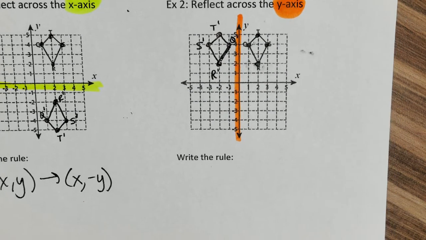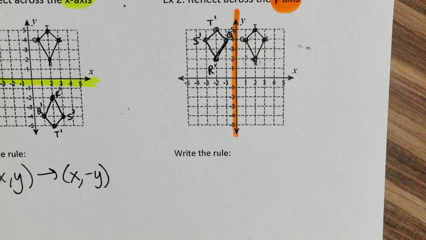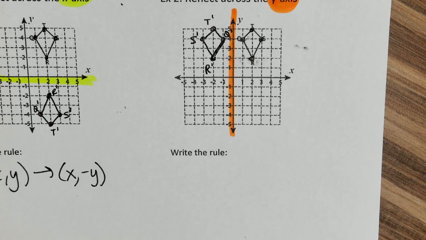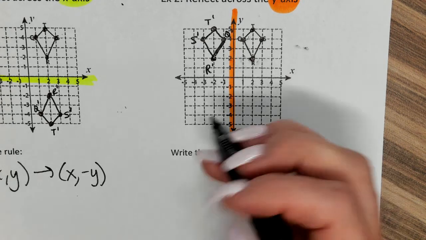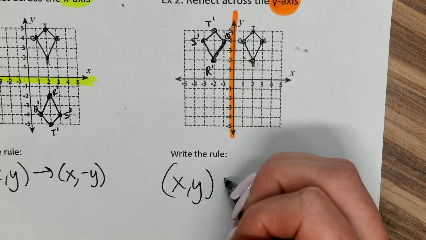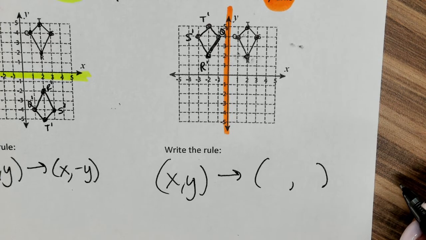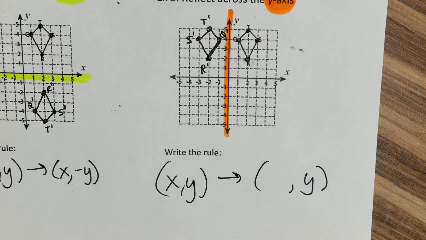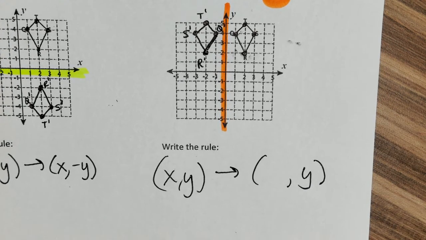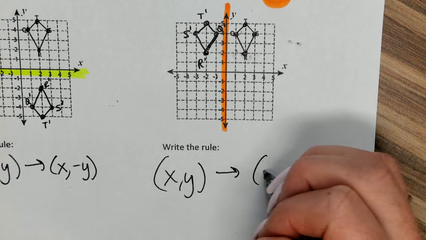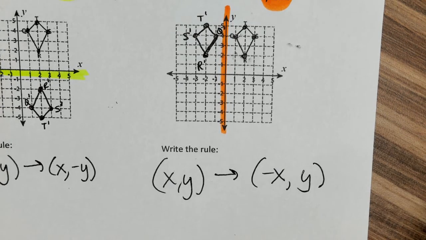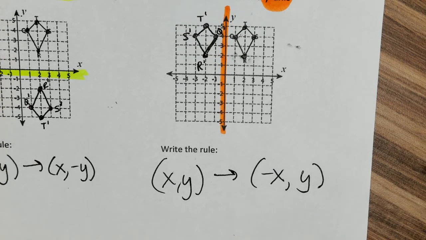Now it wants us to write a rule. The rule for reflecting across the y-axis says take your coordinate. What stays the same? The y stays the same. The x becomes opposite. Easy? Okay, let me ask you some questions.